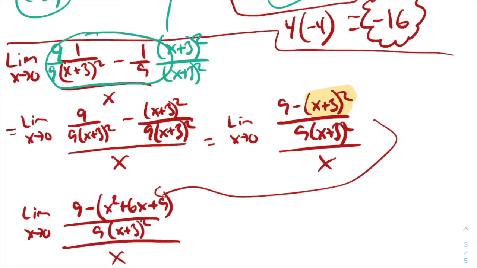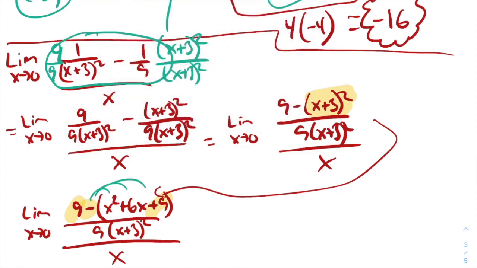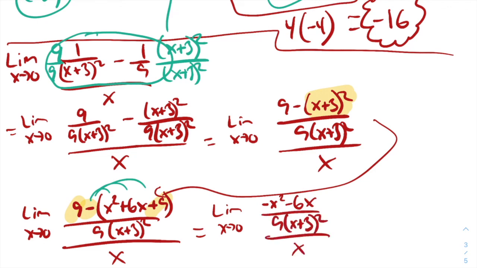Why did I do that? Well, we notice now that our 9 and technically our negative 9, because there's this negative in the front, are going to cancel each other out. And we need to remember, of course, we're going to need to distribute that negative sign to each of the things inside of this. And so if we do that, this is going to become the limit as x approaches 0 of, well, those 9's canceled out. So negative x squared minus, don't put a plus, negative x squared minus 6x, all divided by that 9 times x plus 3 quantity squared, all divided by x.